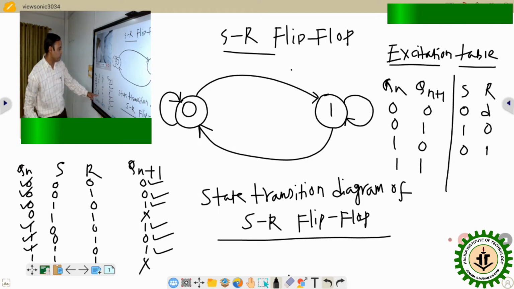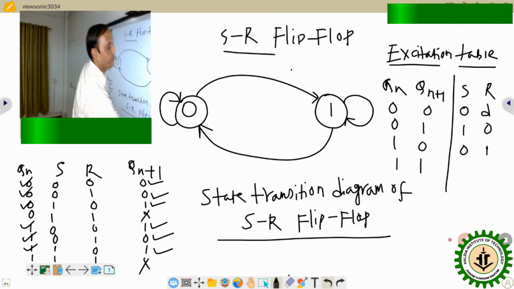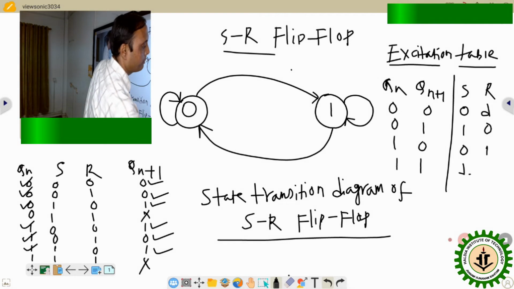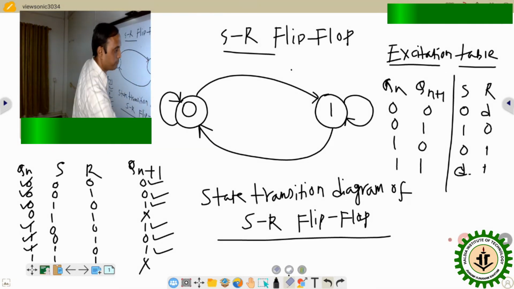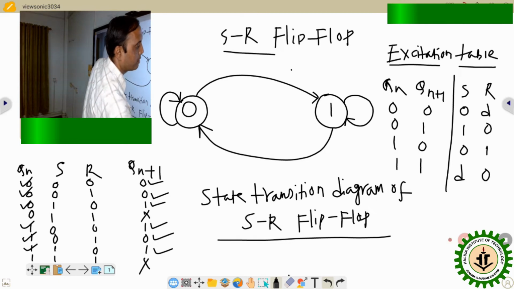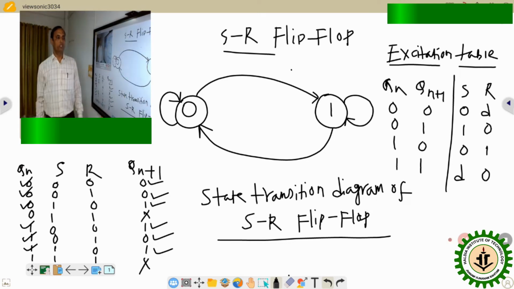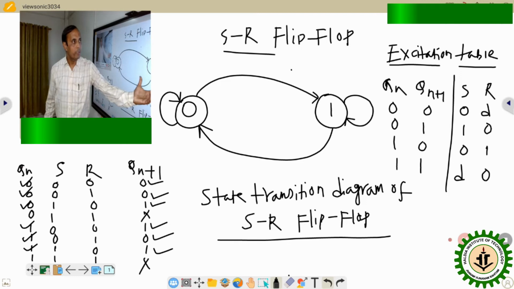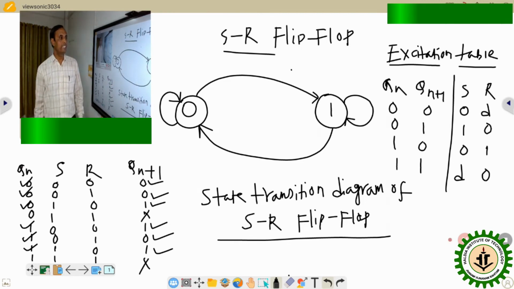That means R value 0, but S value don't care. S value don't care, R value 0. That means from that particular portion we have seen this one, that Qn 0, Qn plus 1 0, for S equals to 0, R equals to don't care.